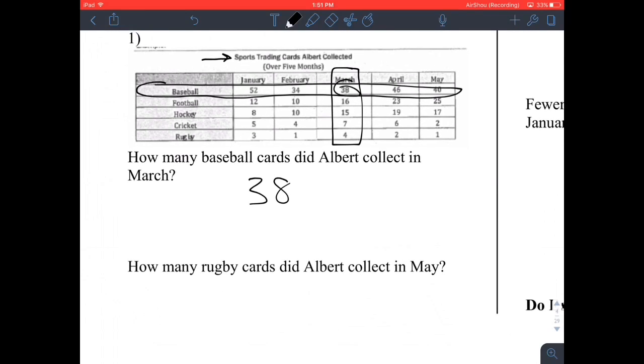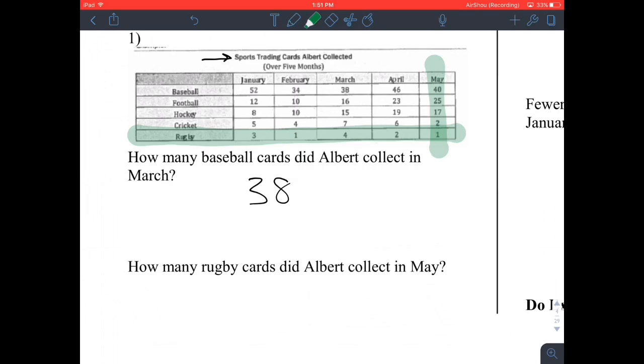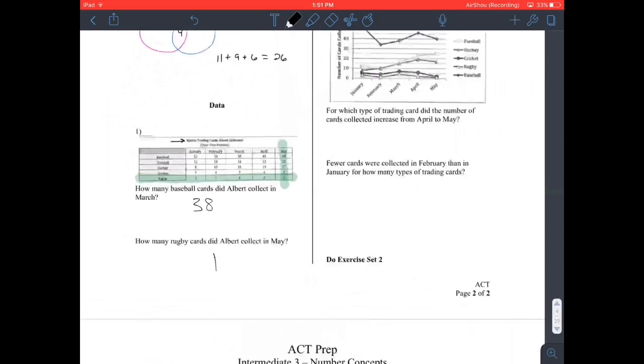How many rugby cards did he collect in May? Well, rugby is down here. May is the last column. Looks like he collected 1 rugby card in May. That's how to read a table.